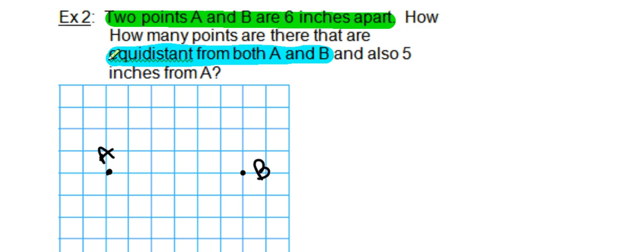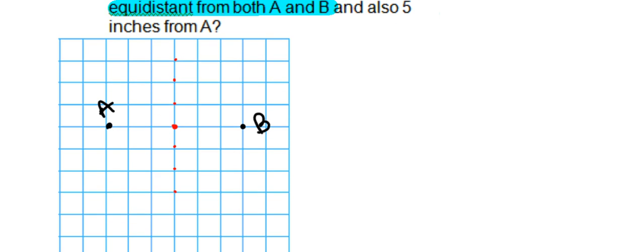So without reading the second part of this problem, I know already that my first locus is going to be the set of points that's equidistant from points A and B. So I'm going to go ahead and sketch that locus first. So there's a point that's equidistant, there's a point, there's a point, there's a point. And again, I'm just going to begin sketching points until I get a feel for what the general shape of this locus is going to look like.